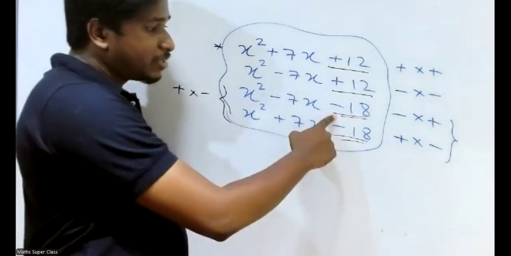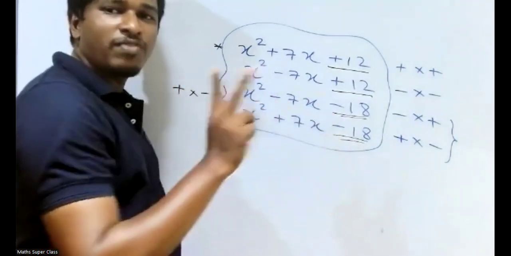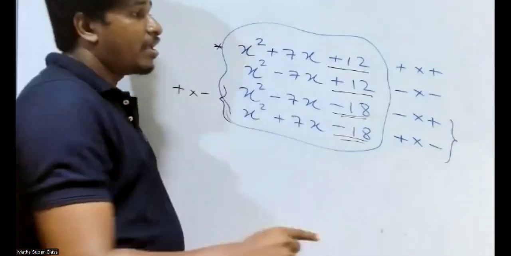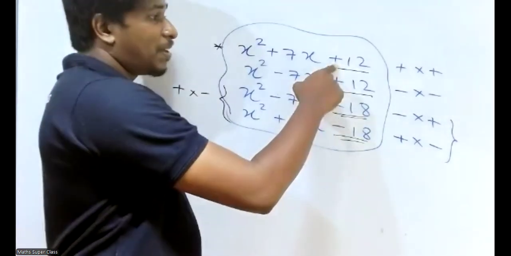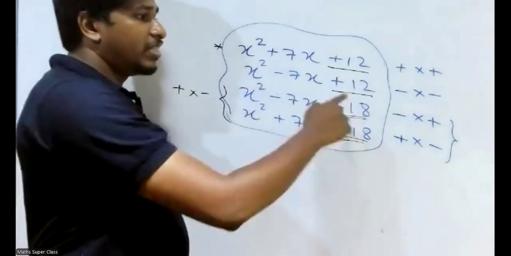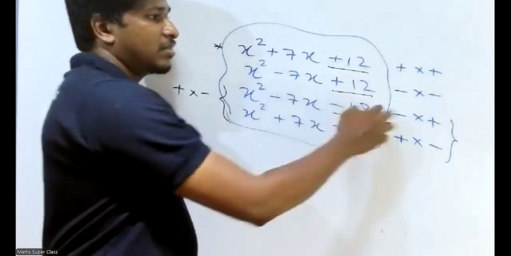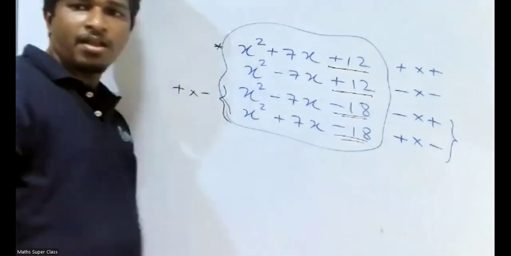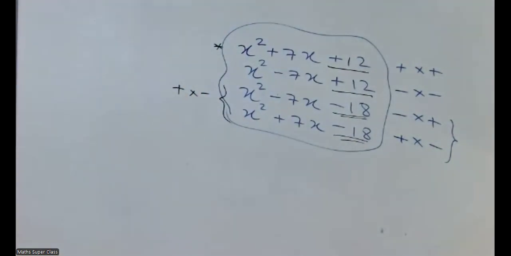But if this is minus, these two factors are plus and minus. When this one is plus and this one plus, these two factors are plus. When this one is plus and this one minus, then minus and minus. Is it clear to you all or not? This one is a little bit difficult, that's why.